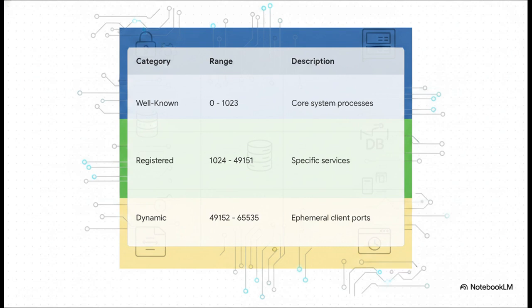And finally, the highest tier, from 49152 all the way up to 65535, are the dynamic or private ports. These are the ephemeral, temporary ports that your client browser grabs just for the duration of a single session and then tosses back into the pool when it's done.